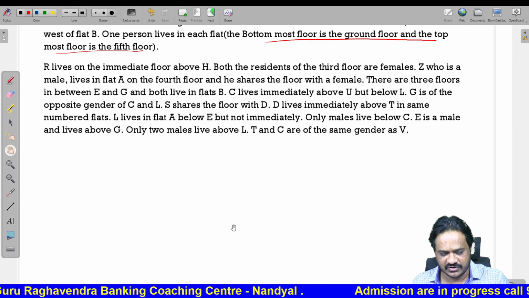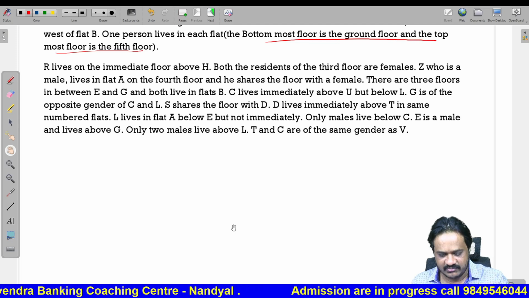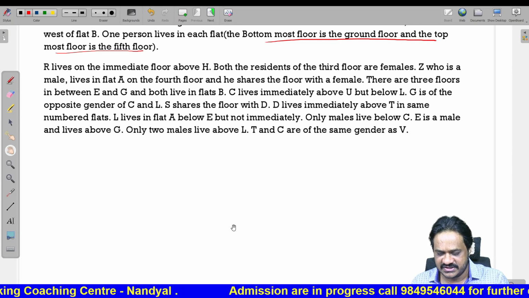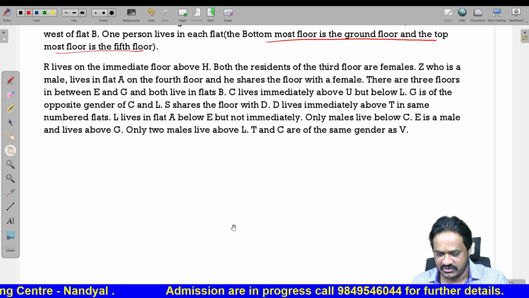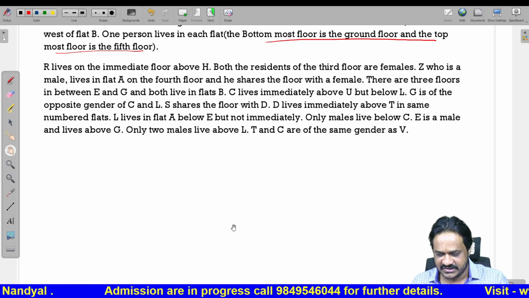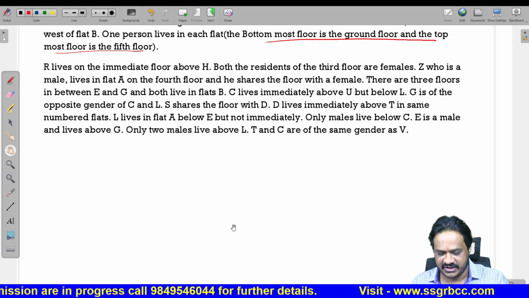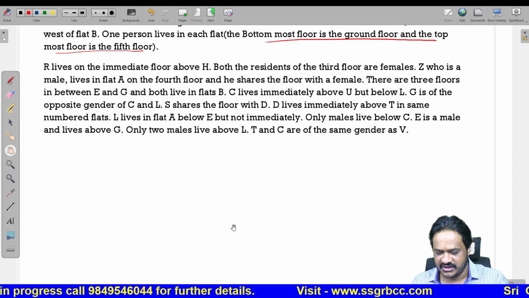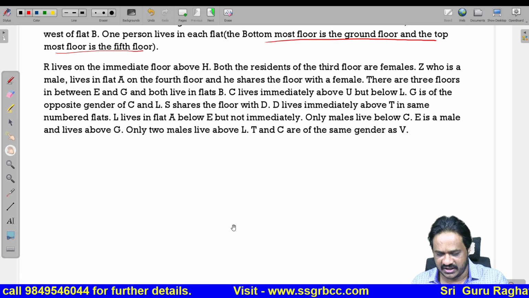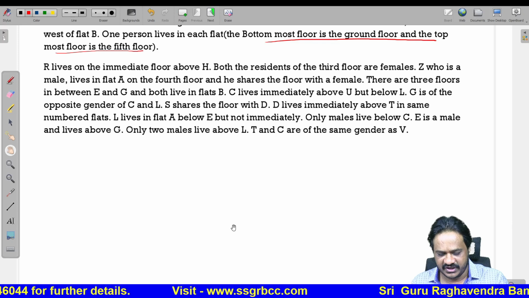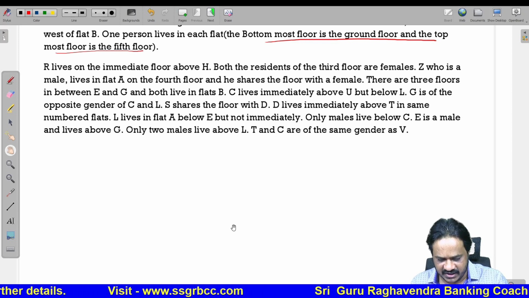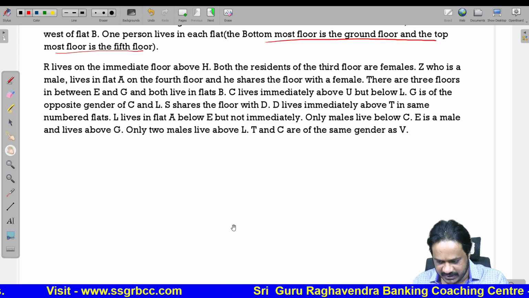There are 3 floors in between E and G. Both live in flat B. C lives immediately above U but below L. G is of the opposite gender of C and L. S shares the floor with D. D lives immediately above T and in the same flat. L lives in flat A below E but not immediately below.